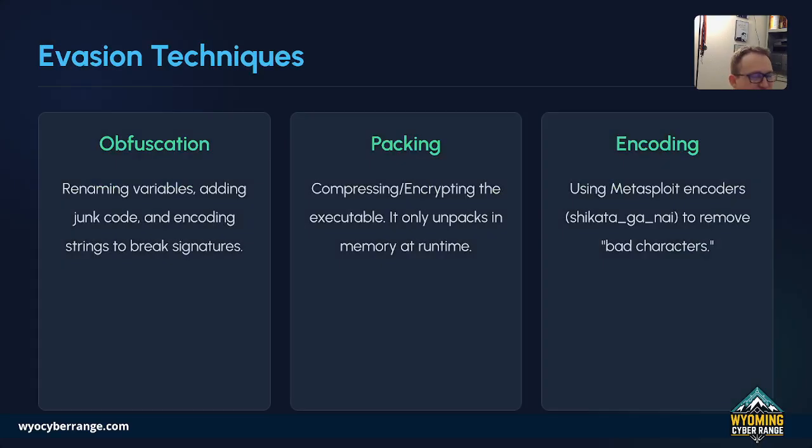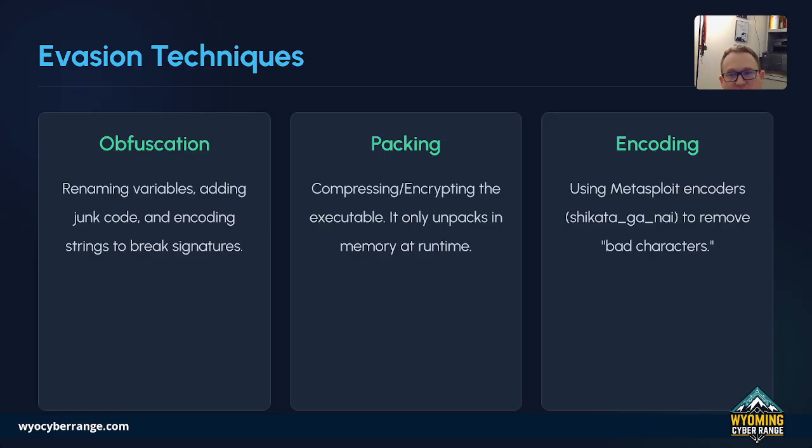Now, common evasion techniques are going to include things like obfuscation, where the attacker will rename variables or add junk to the code or just encode strings to break known signatures, basically just look like something else. Or we're going to start packing it. Now, packing itself involves either compressing or encrypting the executable so it only unzips itself in memory at runtime. Packing is a way that it can bypass a lot of different things like network detection or onboard scanning, especially when it comes through an email system.